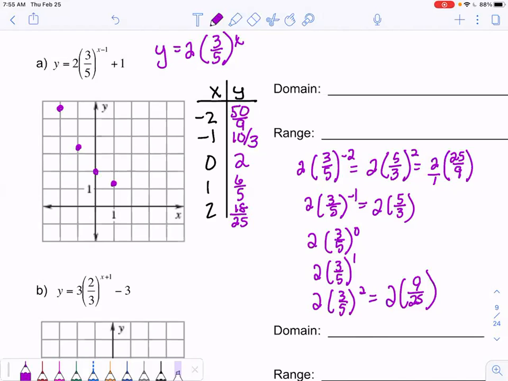And then 9/25 is less than a half. Place it there. So make your graph, continue it horizontally. Ooh, that wasn't supposed to make a line. There we go. So that's my graph.